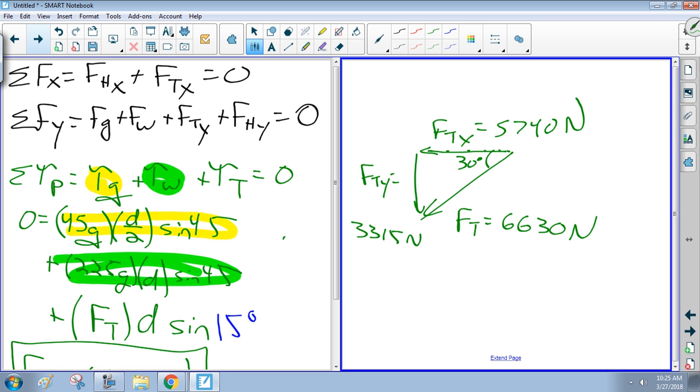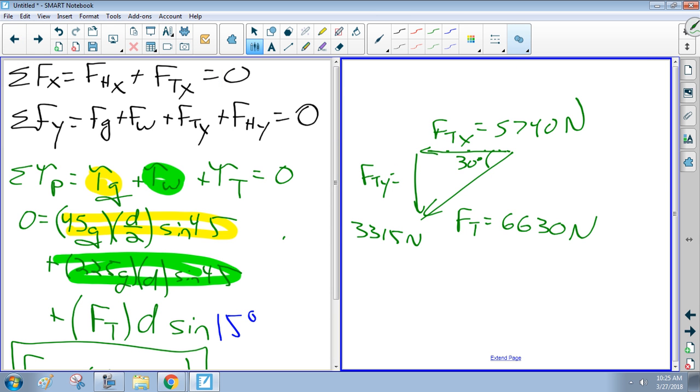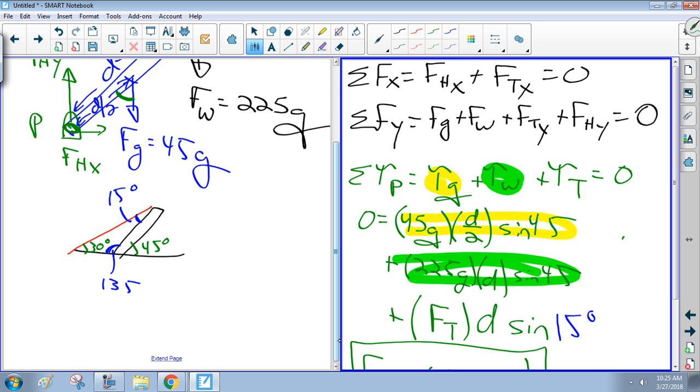Questions, you guys? Where is this 30 coming from? It was in the original problem. It told us that this angle down here was 30 degrees. So alternate interior angles. Good? Everybody good?